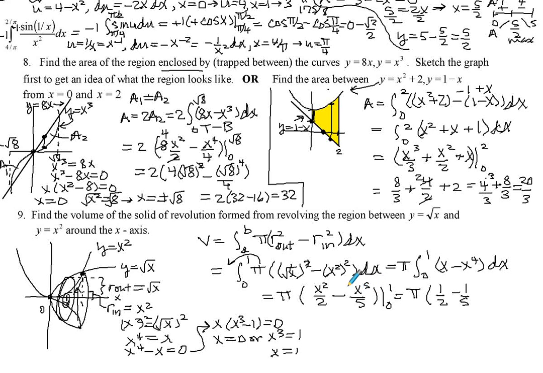And then if we plug in 0, 0 squared, 0 to the fifth, that's 0. That's not going to contribute anything. So 1/2 minus 1/5 times pi. So if you get a common denominator here, this is 5/10 and this is 2/10. So 5/10 minus 2/10, this is 3/10 pi. But you have an exact answer here. It's just not simplified, and you're not required to simplify.